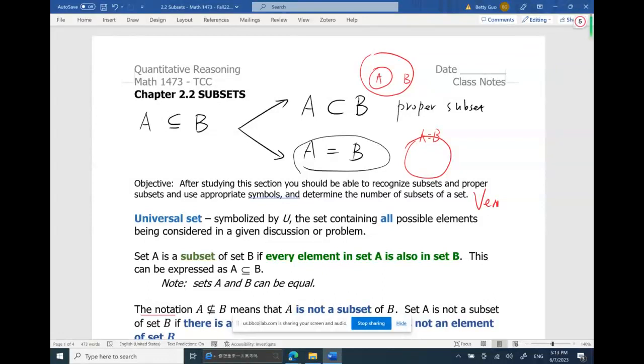Yeah, one more time. A is a subset of B means all the elements in set A are also elements of set B. If A is a subset of B, but A and B are not equal to each other, then we say A is a proper subset of B. In that case, the circle of A is smaller than the circle of B. B has more elements than set A.